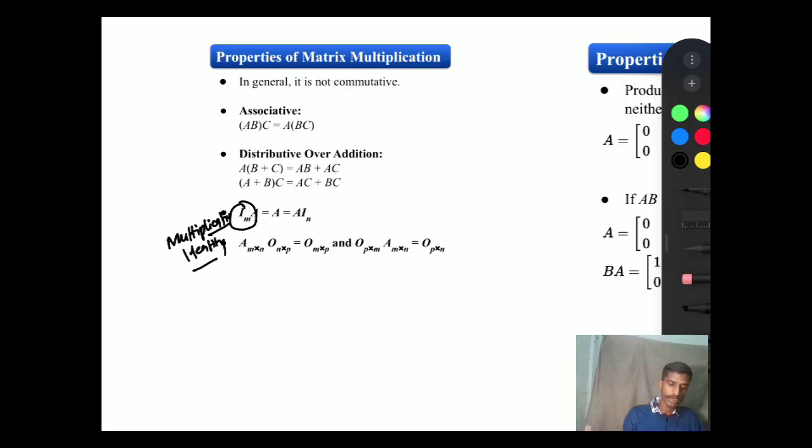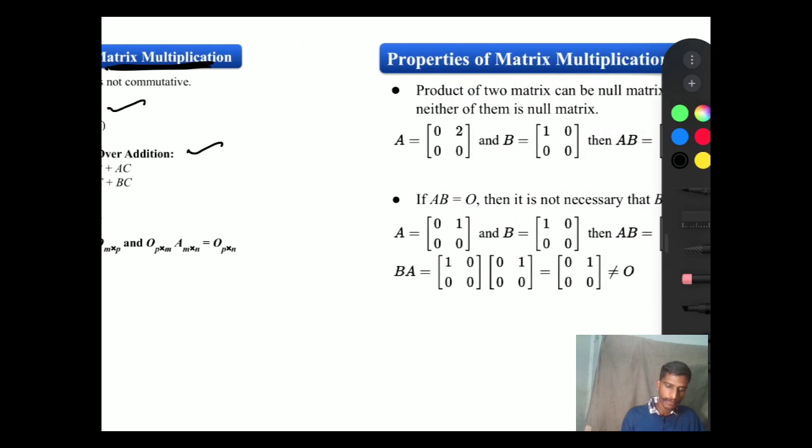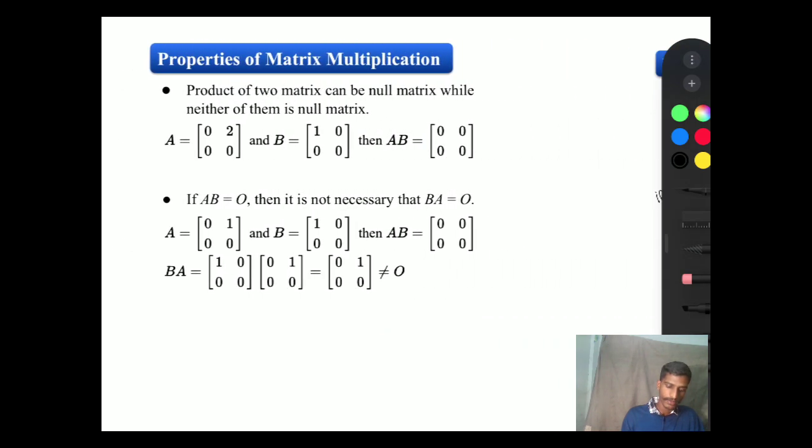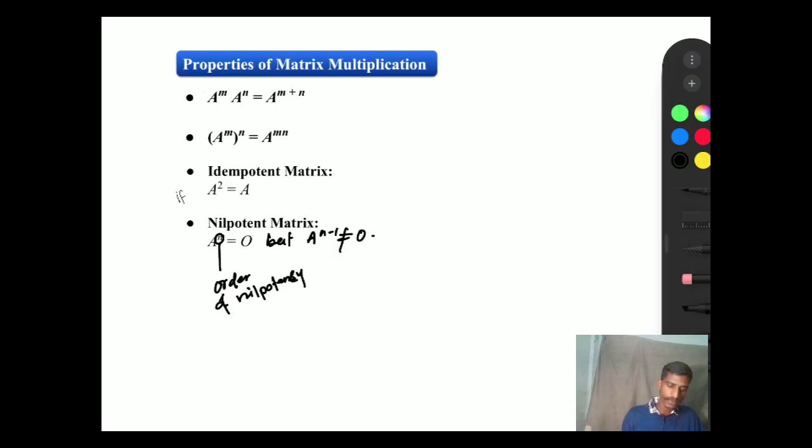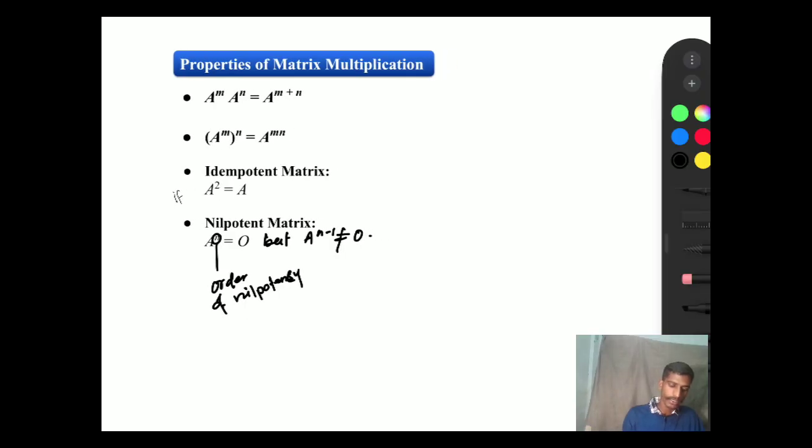There are some properties of matrix multiplication. This is associativity, and distributivity over addition. If we are multiplying A and B and then multiplying C, it is also equal to multiplying B and C first and then A. Now there are some more properties.